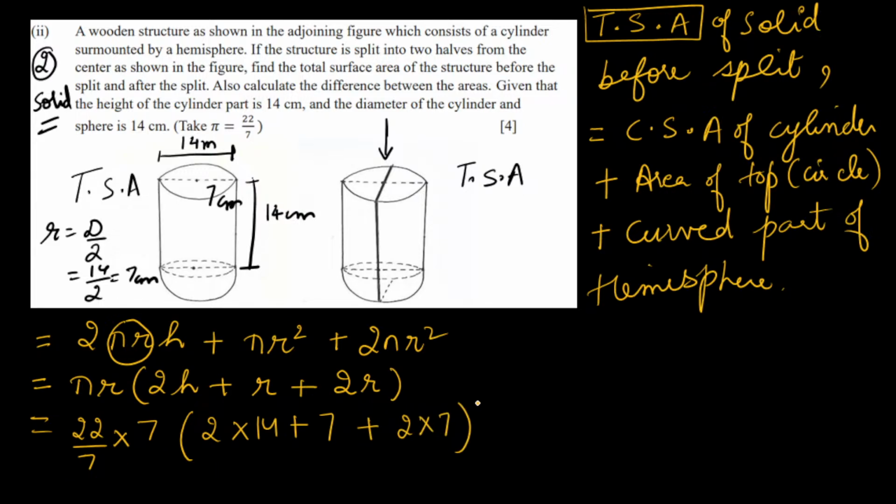So everything I have substituted. Now we can just do calculations. So this 7 and 7 will get cancelled. So 22 into 2 into 14 is 28 plus 7 plus 2 into 7. 2 into 7 is 14. Yes. So 22 into this, you can add all, 28 plus 7. So just add and tell me what we will get here.